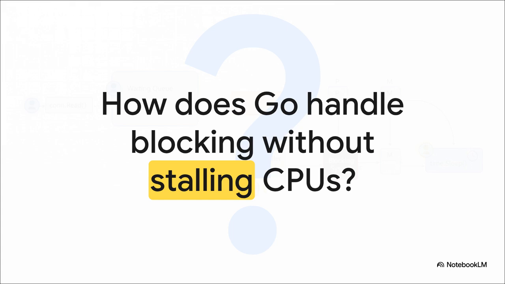Think about traditional models for a second. They map one user thread to one OS thread. That means if you have 10,000 active network connections, you need 10,000 OS threads. That exhausts your memory incredibly fast. Go, however, uses an M-to-N model, mapping many goroutines to fewer OS threads. So when one of those goroutines inevitably needs to wait for data, how do we prevent the underlying OS thread from freezing and halting all the other goroutines waiting in line behind it?